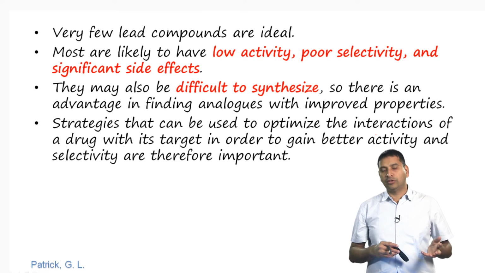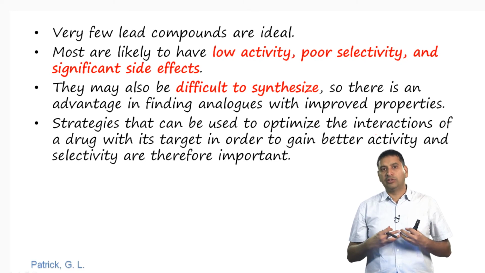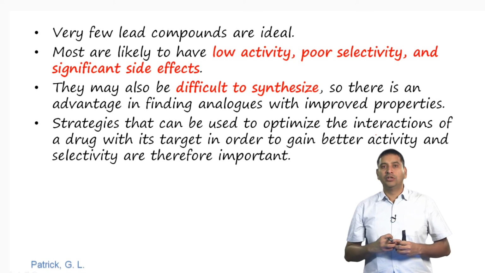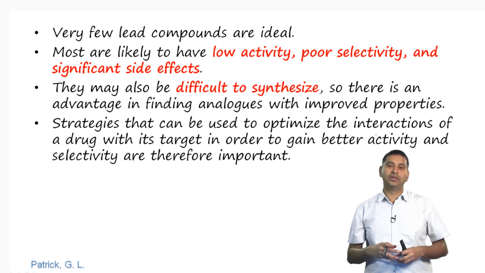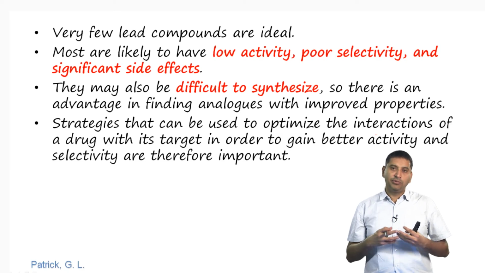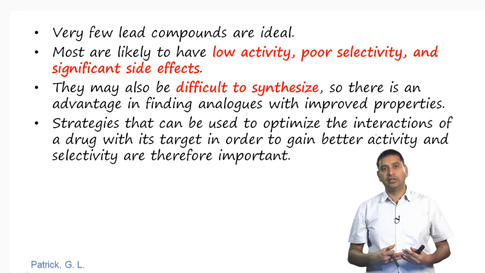And the reason for this is that there are very few lead compounds which are ideal. Some of them have low activity, some of them have poor selectivity, and more importantly, because they have poor selectivity, they may also have significant side effects. We have not covered these aspects, but some of the compounds may actually be difficult to synthesize, and so scaling it up might be a problem. So, finding a compound with improved properties is always something that medicinal chemists look to do. Strategies that can be used to optimize the interactions of a drug with its target help us gain better activity, and perhaps in the process we also may get better selectivity. Therefore, this is a very important exercise that we use in drug design.